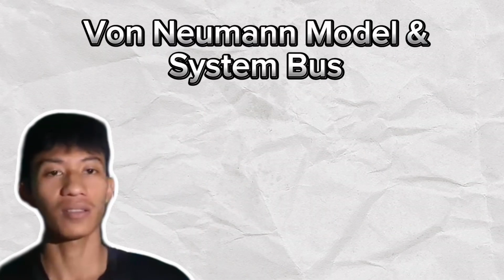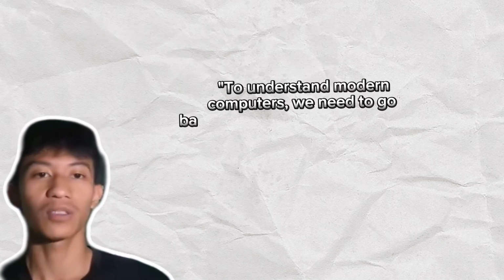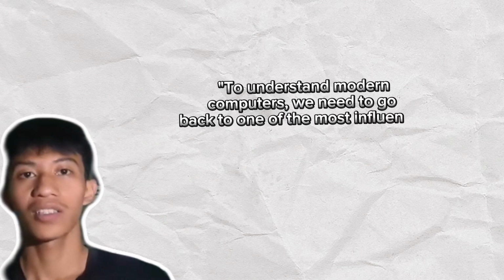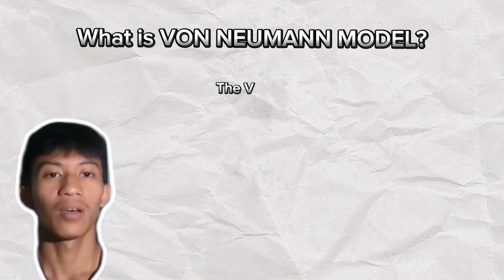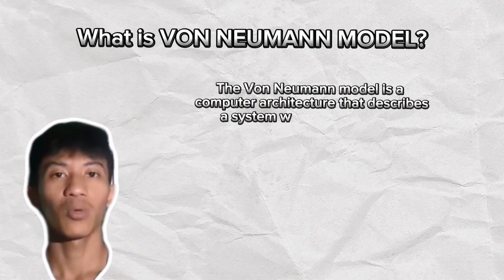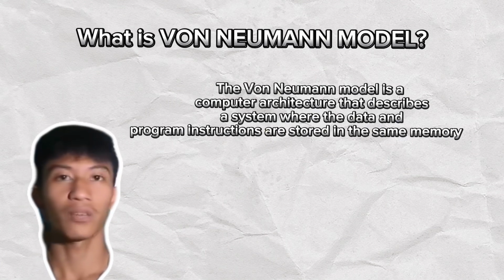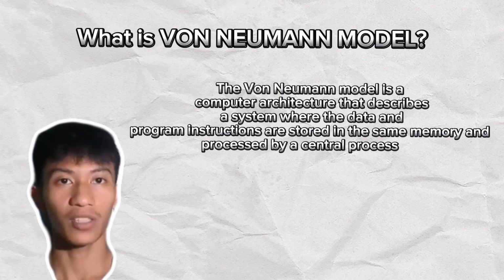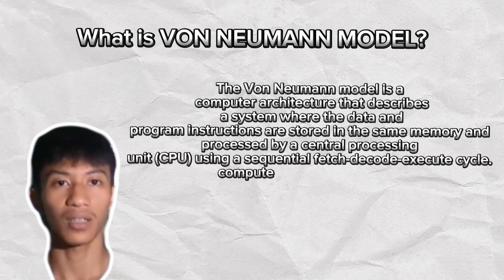So, we're talking about the von Neumann model and system bus. To understand modern computers, we need to go back to one of the most influential designs ever created, the von Neumann model. So what is the von Neumann model? The von Neumann model is a computer architecture that describes a system where the data and program instructions are stored in the same memory and processed by the central processing unit using a sequential decode and execute cycle.